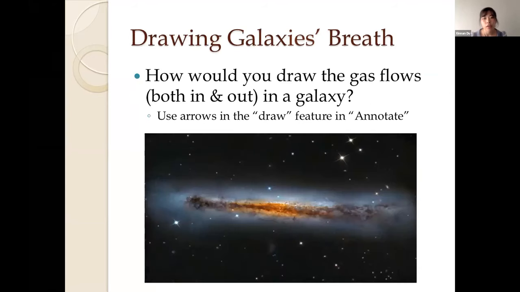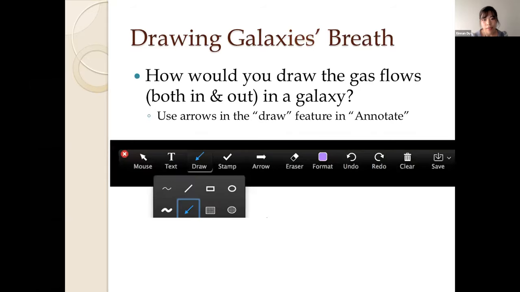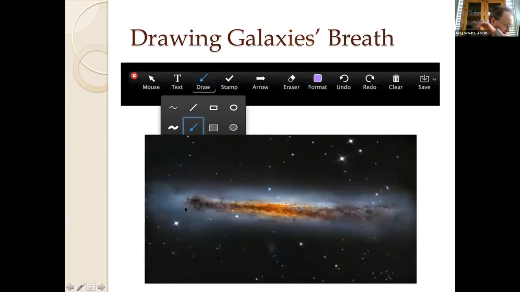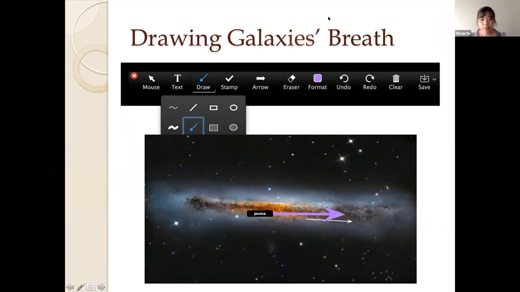So if we now use the annotate feature again and select draw, and try to draw a one-ended arrow, how would you draw the gas flows both in and out of a galaxy? Okay, thank you. And you can select the draw option right here. So for example, if I were to draw a galaxy, that's great. Yeah, you guys got this. And that is outflowing gas. What about, is there gas also getting into the galaxy, do you think?